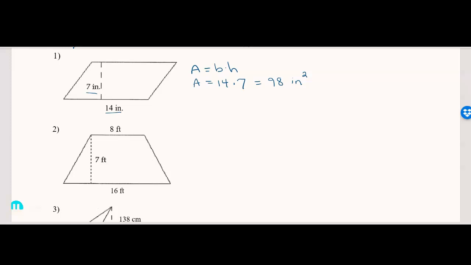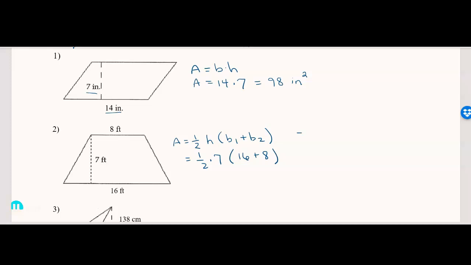Here's the trapezoid, which I had just shown you on the formula sheet. If you look on the formula sheet, the first thing I always do is write down my formula. It's going to be 1/2 of the height times base 1 plus base 2, because remember, there are always 2 bases with a trapezoid. That's going to be 1/2 times 7, and then you're going to add 16 plus 8 to work with the area.